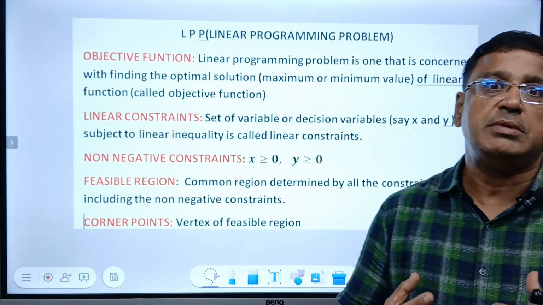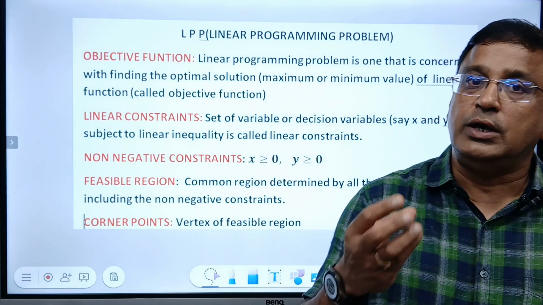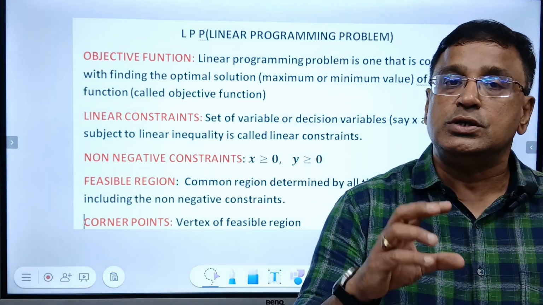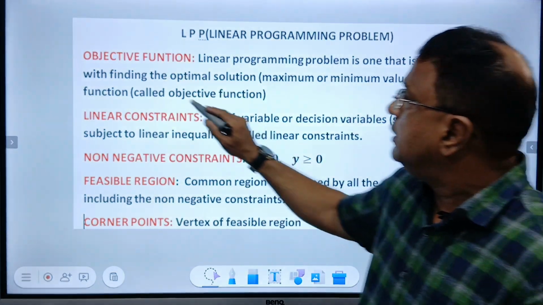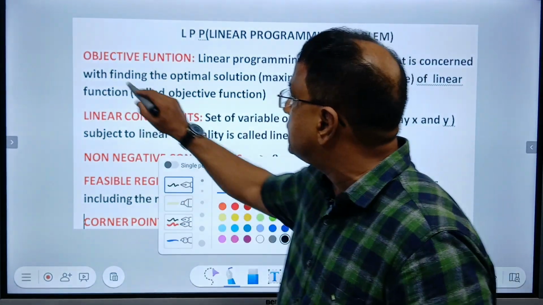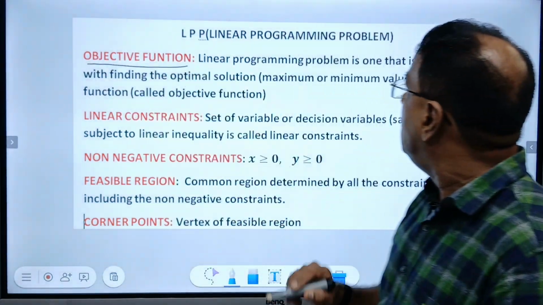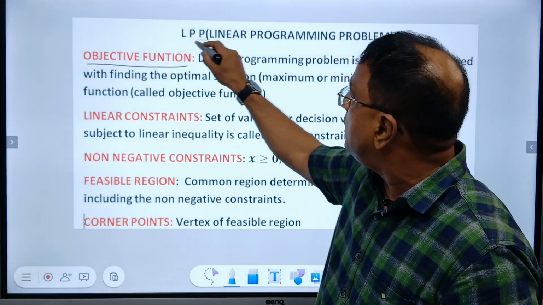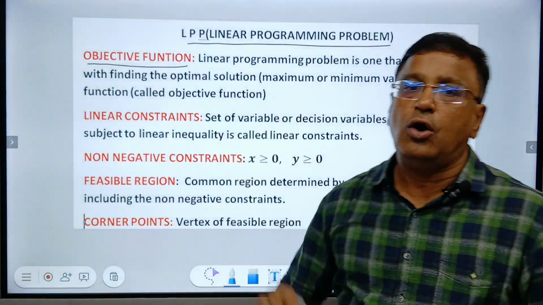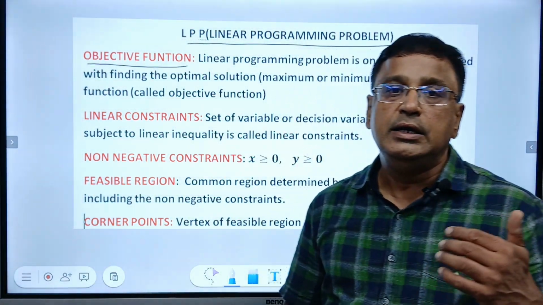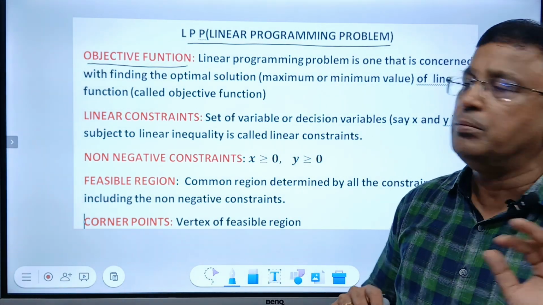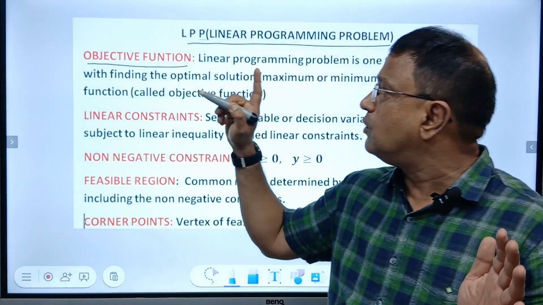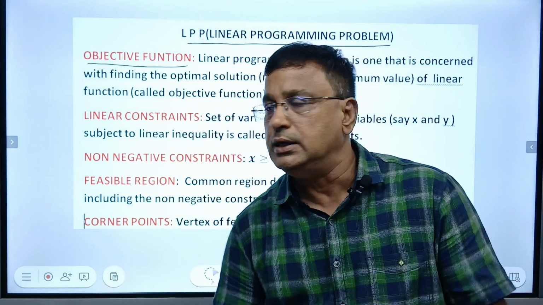Maybe I want to maximize the profit, or I want to minimize the cost. So there must always be an objective. The objective is called the objective function. And it is called a linear programming problem because all my equations are going to be linear equations. So it is linear, it is not quadratic or cubic. All the constraints and objective functions, everything will be linear.